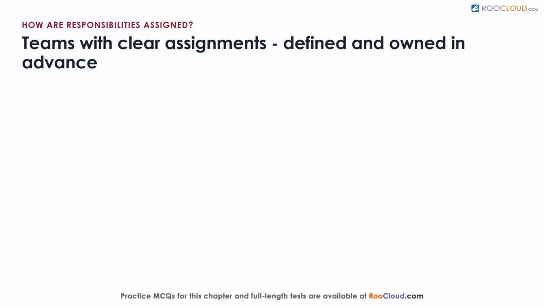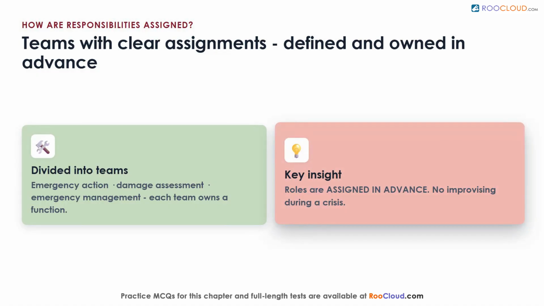An emergency action team handles evacuation and protects human life. A damage assessment team estimates the harm and recovery time. An emergency management team coordinates everyone and makes key decisions. Other teams handle software, networks, transportation, and salvage. You do not memorize every team. You grasp that responsibilities are divided and assigned in advance.